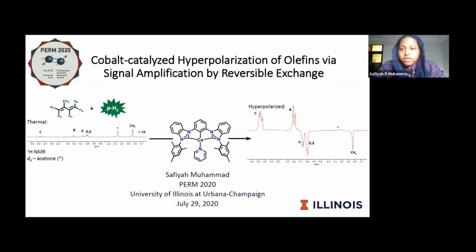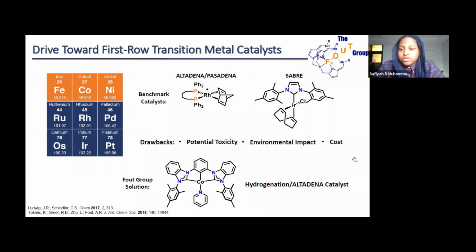And so this is really motivated by the fact that our group wants to develop first row transition metals that are able to do similar reactivity as you can see with second and third row transition metals. So if you look at some of the benchmark catalysts for hydrogenation and SABRE, you have a rhodium catalyst and an iridium-based catalyst. Some of the drawbacks with using those types of metals are their potential toxicity, the environmental impact when you think about extracting them from the earth, as well as the cost associated with them.